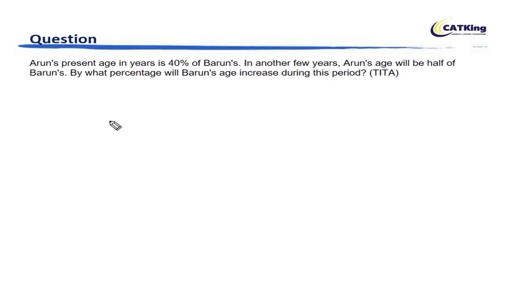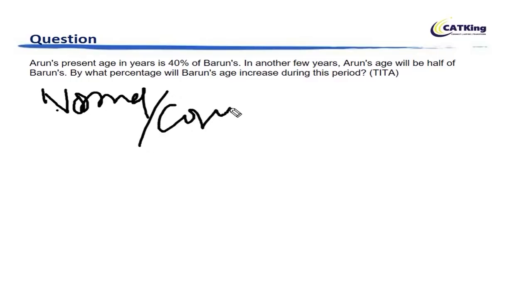In the year 2017 for QA was Arun's present age is 40% of Barun's. In another few years, Arun's age will be half of Barun's. By what percentage will Barun's age increase during this period? Okay. So let's go through the traditional method, basically the concept behind a question like this. Then we will come to how you should solve in the exam scenario. So normal scenario or the traditional method or the concept.